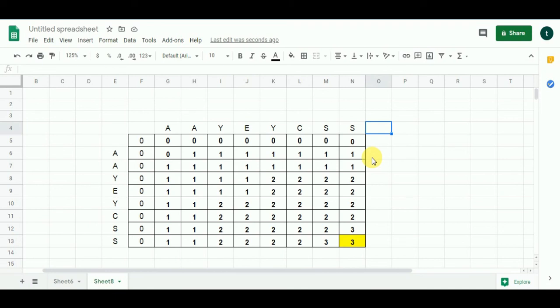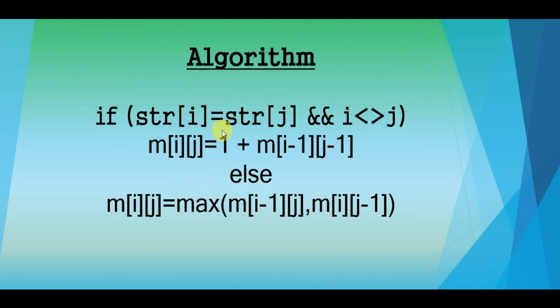Now let's check the algorithm of this dynamic programming solution. So here is the algorithm. If str[i] is equal to str[j] and the indexes are not same, then M[i][j] is going to be 1 plus M[i-1][j-1]. That means the cell which is diagonally backward. Else M[i][j] is going to be the maximum of M[i-1][j] or M[i][j-1]. That means the cell at the top and the cell to the left.